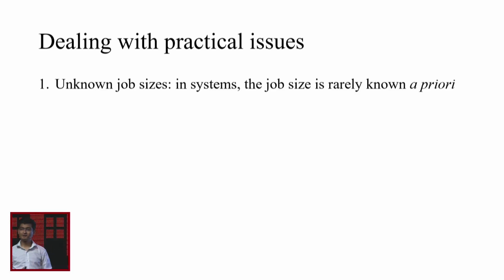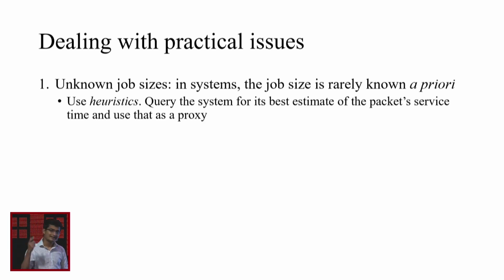So there are a few practical issues that crop up when we attempt to deploy SurgeProtector in practice, and I'm going to highlight a few of them here. So the first thing you might be wondering is, well, we don't know job sizes. In systems, the job size is rarely known ahead of time, so how do we schedule based on this information? As a standard in queuing literature, we rely on heuristics.